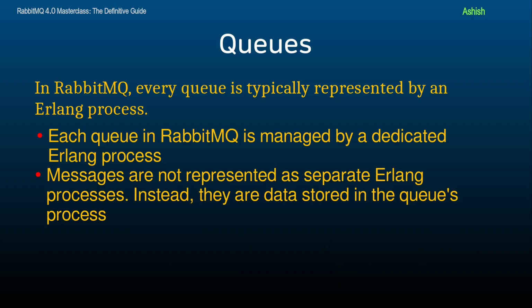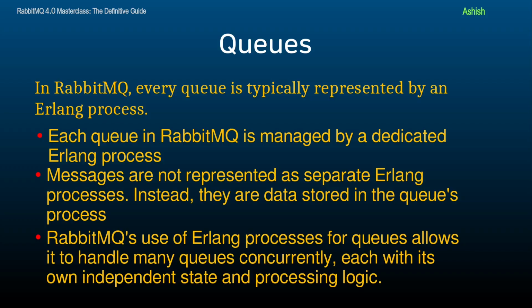And next we come to concurrency. RabbitMQ's use of Erlang processes for queues allows it to handle many queues concurrently, each with its own independent state and processing logic. Multiple queues can exist within the same RabbitMQ instance, and each one runs in a separate Erlang process, allowing for high concurrency and fault isolation between queues.